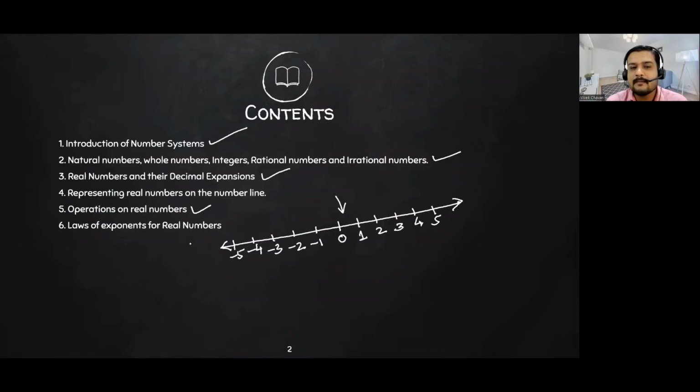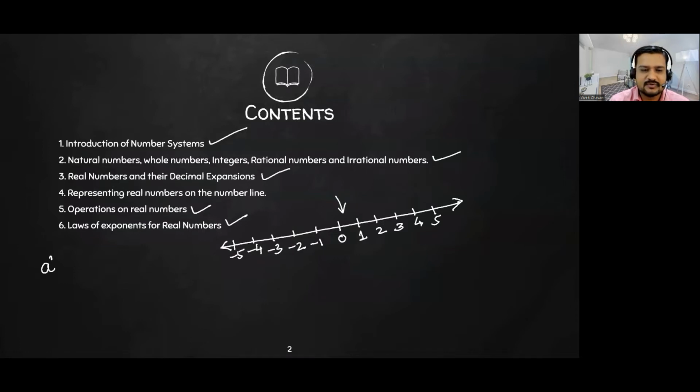Next, we'll see different mathematical operations on real numbers like addition, subtraction, multiplication, and division. These are the different mathematical operations that we perform on real numbers. Next, laws of exponents for real numbers. Can you tell me any law of exponent which you remember of class 8? You have studied about laws of exponents in class 8. Anyone remembers any law? No one. See, you have seen such laws.